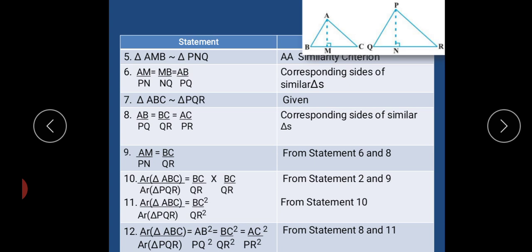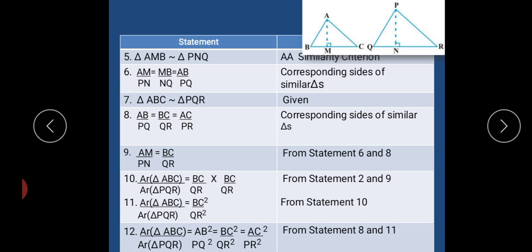The most important part now. If you look at statement 6 and statement 8, there are no 6 ratios but 5 ratios, because you can see AB upon PQ is there in 6 as well as in statement 8. Since this ratio is common, all the remaining 5 ratios are equal, because in statement 6 there is AB upon PQ, in statement 8 also there is AB upon PQ.